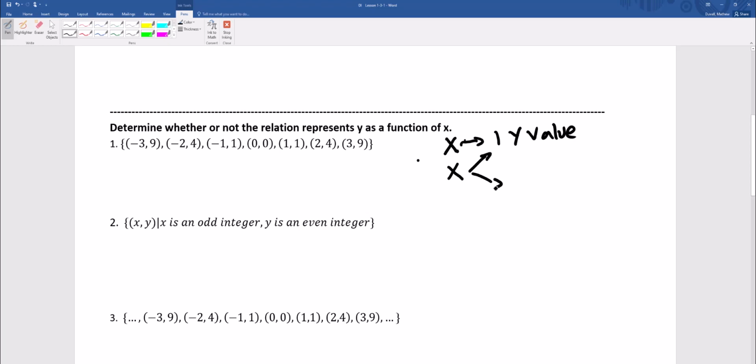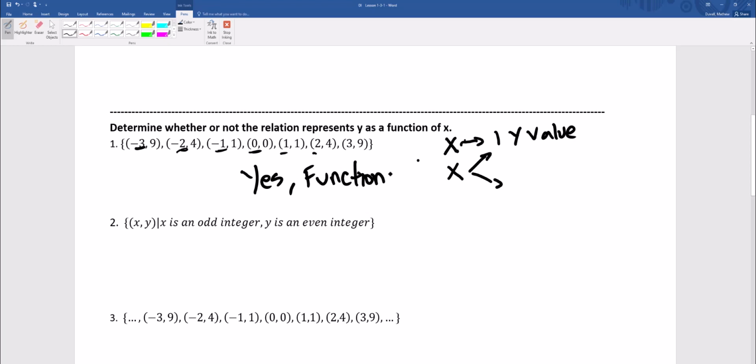We don't want that. So -3 is only mapped to 9. -2 is only mapped to 4. -1 is only mapped to 1. 0 is 0. 1 is 1, 2. Okay, so there's no repeats. So therefore, yes, this is a function.